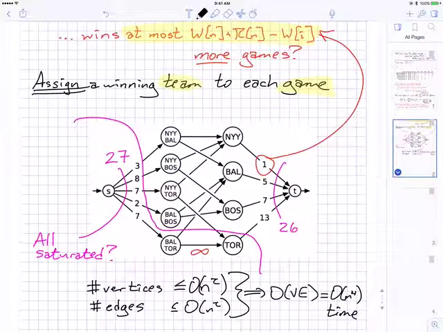N to the fourth is within the reach of something you can do on your phone. But if you look at a typical programming contest run by ACM online, it's got a few thousand teams. And n to the fourth is not so great then. Then I guess you have to hope that the head-to-head contests are not actually going to be every single pair, but something sparser.